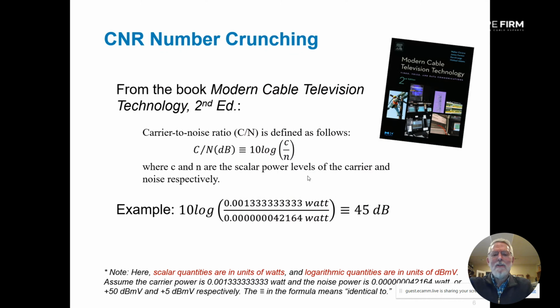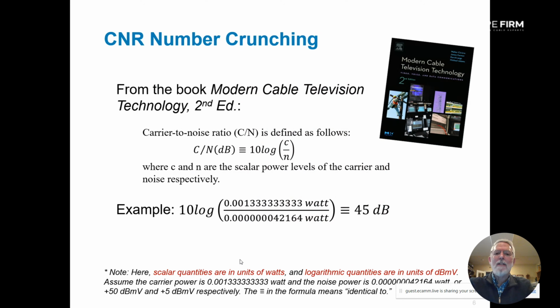Oh, and then we get into the math. And no, I'm not going to make people do homework here. This description here on the slide is from the book Modern Cable Television Technology. It says the carrier to noise ratio, and they use C/N, is defined as follows with this equation. C/N in dB is identical to 10 times the logarithm of a small c over a small n. In this definition, the lowercase c and n are the scalar power levels of the carrier and the noise, not the decibel value. So we'll go down below to the footnote here, and here the scalar quantities are in units of watts.